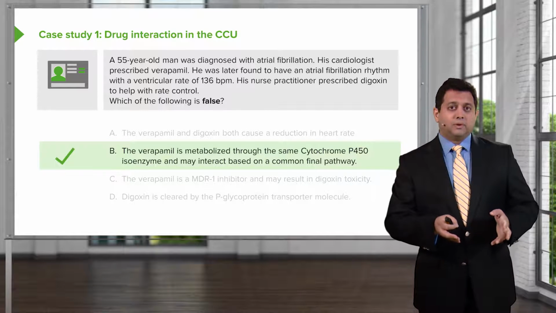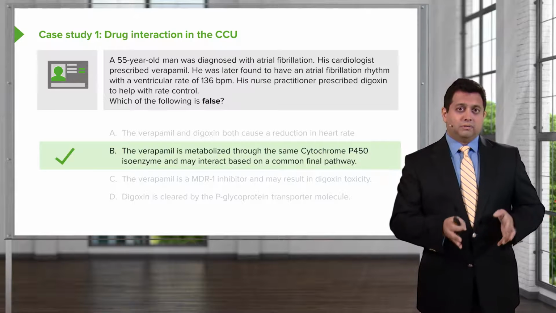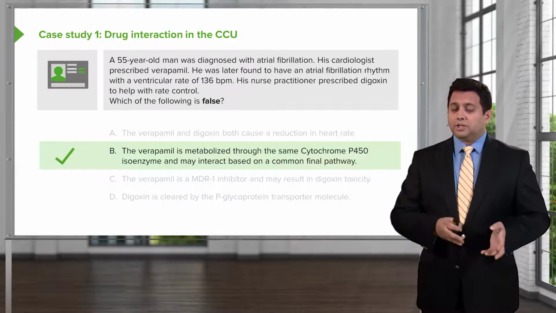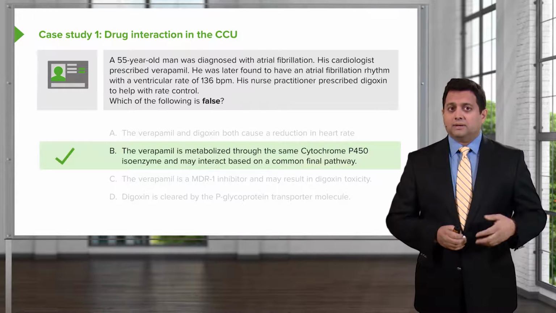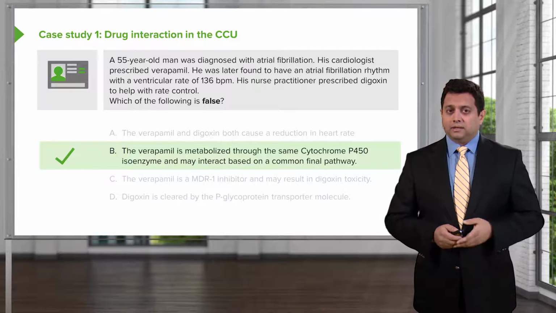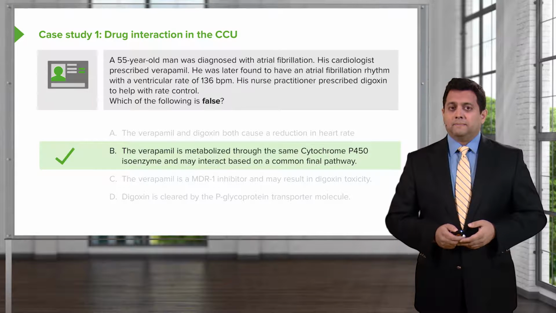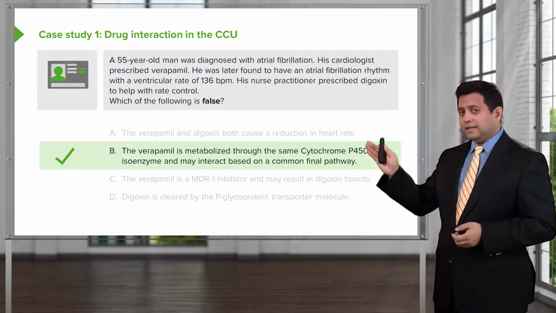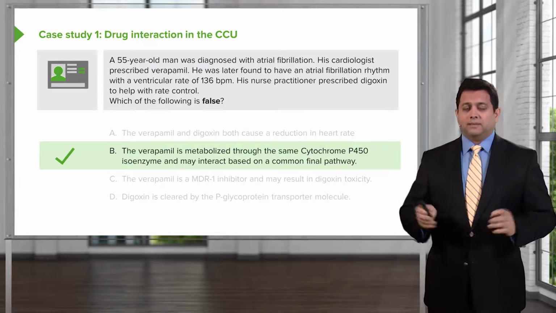The mechanism of verapamil is to reduce blood pressure and reduce heart rate, and also digoxin will reduce heart rate, so A is correct, C is correct, and D is correct because digoxin is cleared by P-glycoprotein. Remember that P-glycoprotein and the MDR1 we're talking about are the same thing.